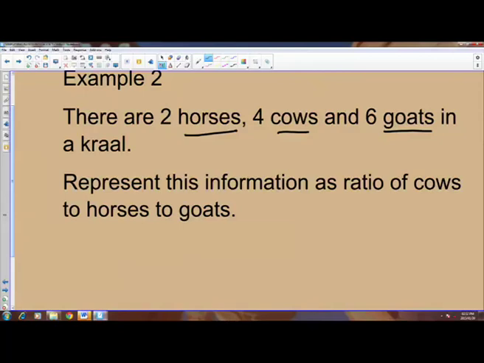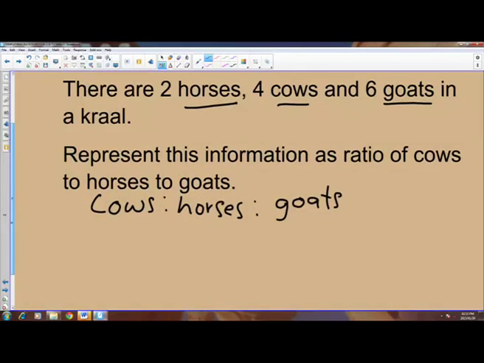Now, we must be very careful the way we represent this. The statement is given as horses, cows, goats, but the question says we are to represent the ratio of cows, horses to goats. So we have to start with cows, then horses, then lastly goats. So let us represent that in ratio form. This will be a ratio of cows to horses to goats.